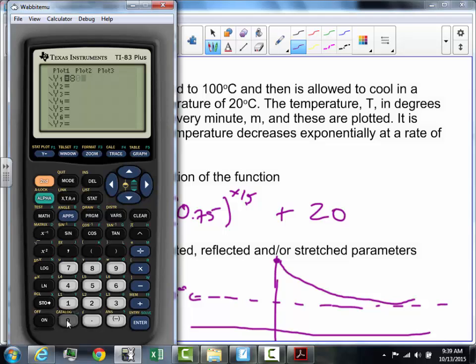So I think we need to start with an 80, because if I start with 100, it'll be too high. We need to make it go down by 0.75 to the power of x over 5. And then when we're done that, we need to add 20. Cross my fingers, hope I got this here. You need to change your window, though, for sure, because a 0 to 10 window won't work.